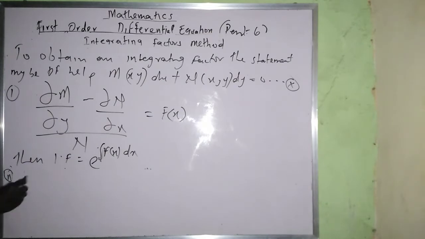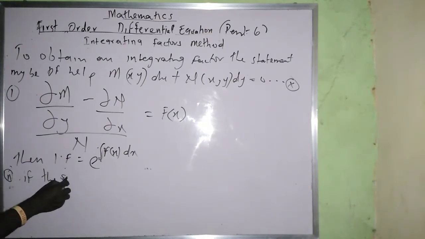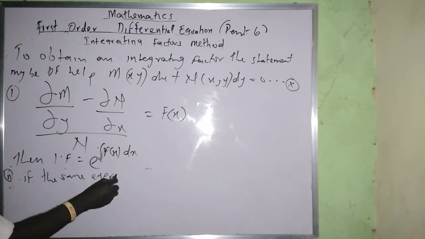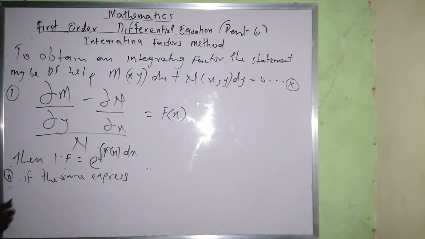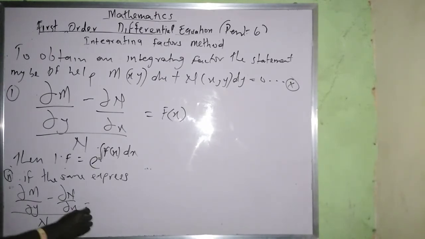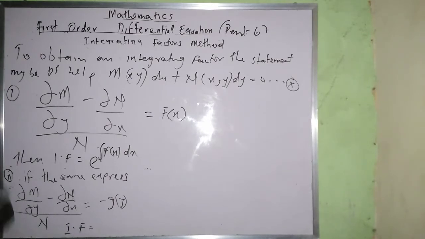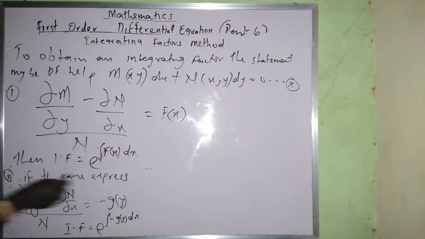The next one is, on the same expression, the partial of M with respect to y minus the partial of N with respect to x, divided by N, equals minus g of y. It means my integrating factor will be equal to e raised to the integral of minus g of y dy. That is my integrating factor. Now, that is the second one. The third one.